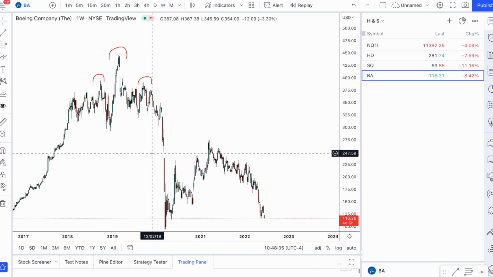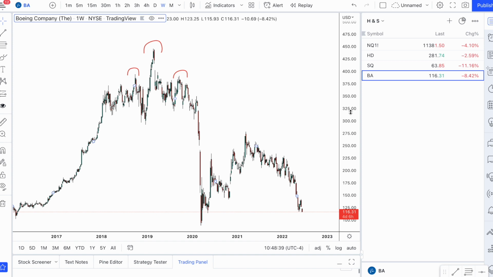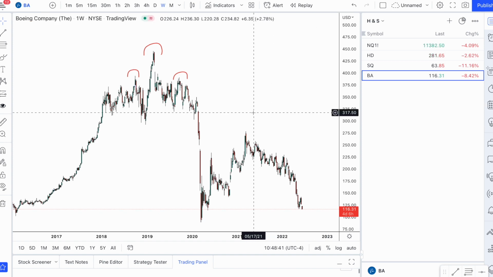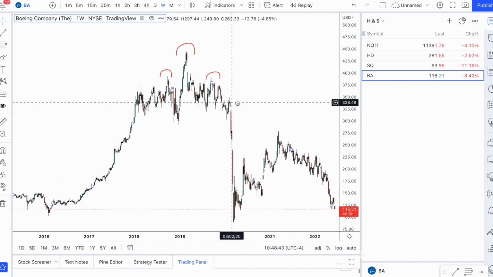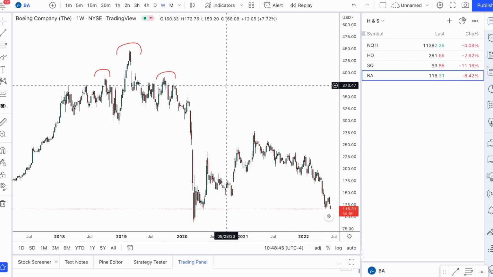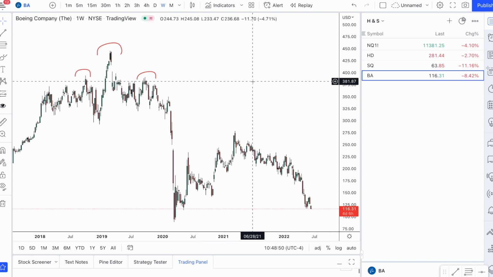So I just wanted to break down this pattern for you guys. This is something that you can use in your trading, combine it with a few other elements, and create your own strategy around this. I hope you guys enjoyed this video, and hopefully it's something you can use in your trading toolbox.